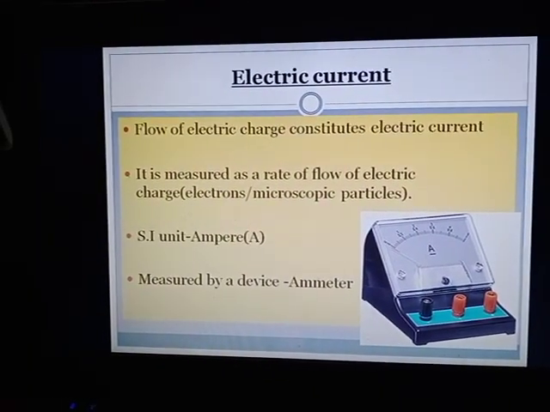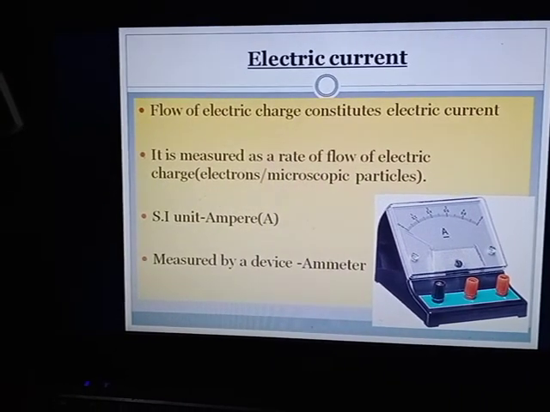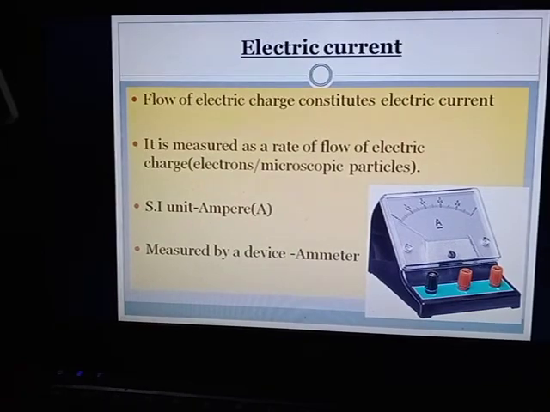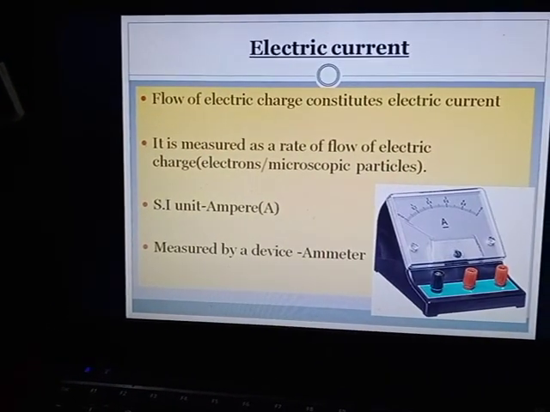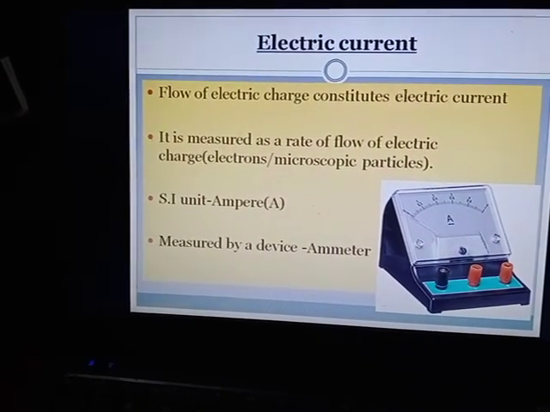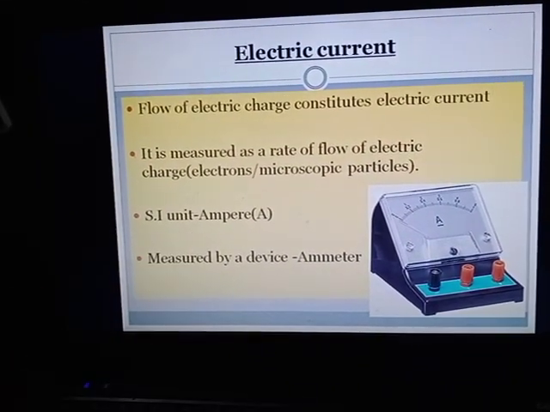The SI unit to measure the current is ampere. Like if we want to measure the length of a cloth, then we use the meter. If we want to measure the weight of a thing, then we use kg. Similarly, if we want to measure the amount of current flowing through a conductor, then we use the unit ampere.